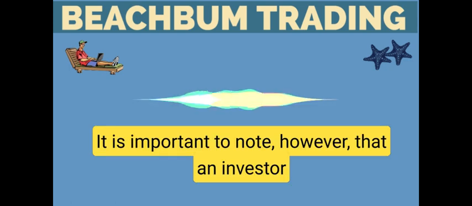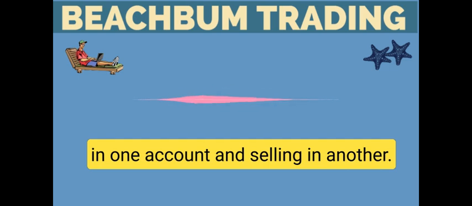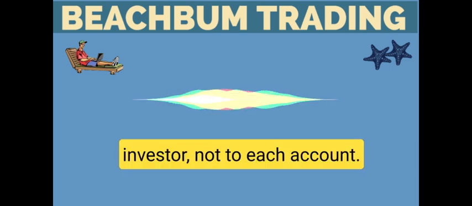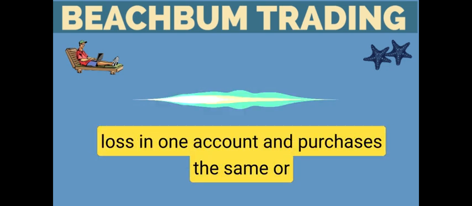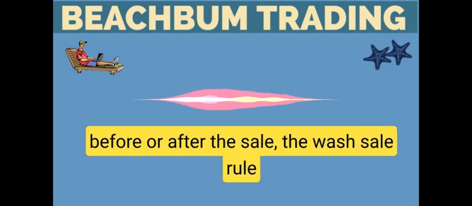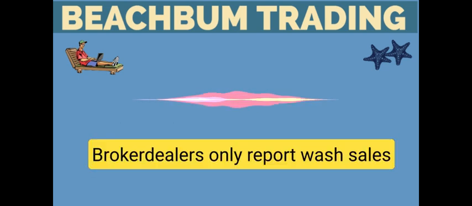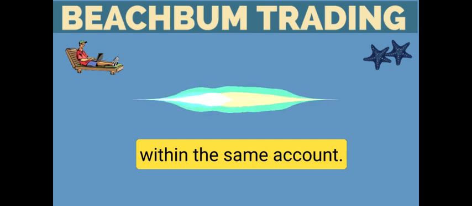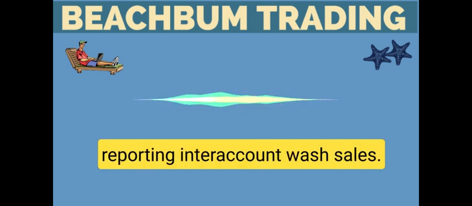purposes. It is important to note, however, that an investor cannot avoid the impact of the rule by buying in one account and selling in another. The rule is applied to each investor, not to each account. In other words, if an investor sells at a loss in one account and purchases the same or substantially similar security in another account within 30 days before or after the sale, the wash sale rule will apply to that transaction. Broker-dealers only report wash sales within the same account. Investors are responsible for reporting inter-account wash sales.